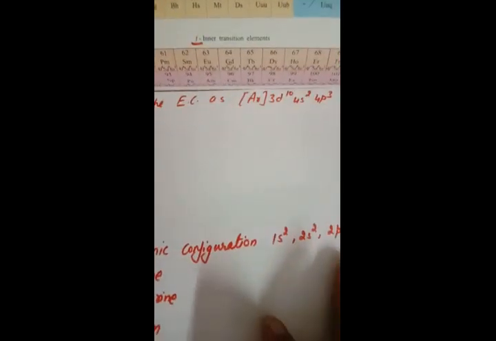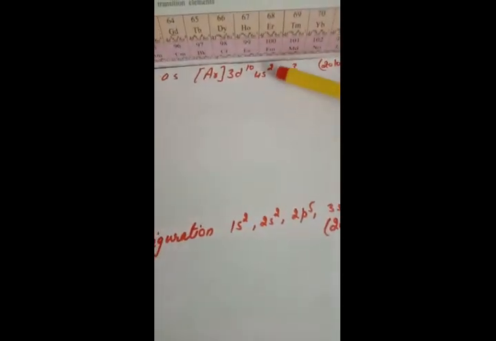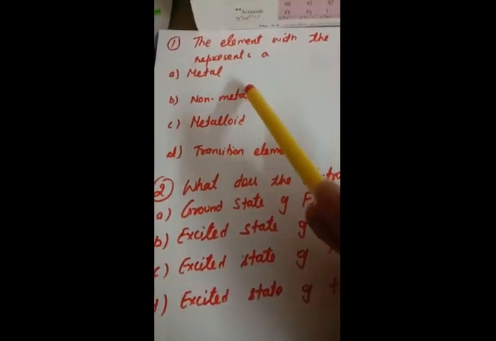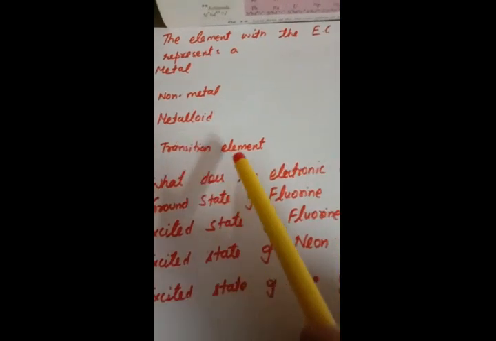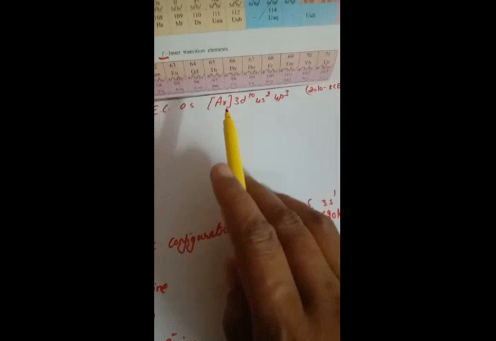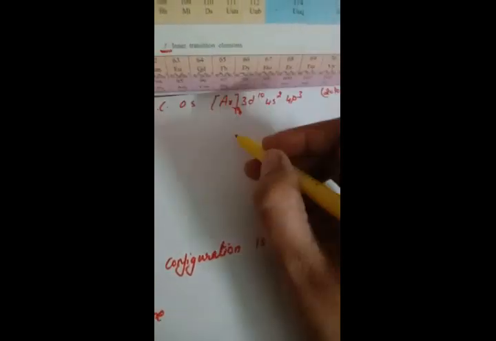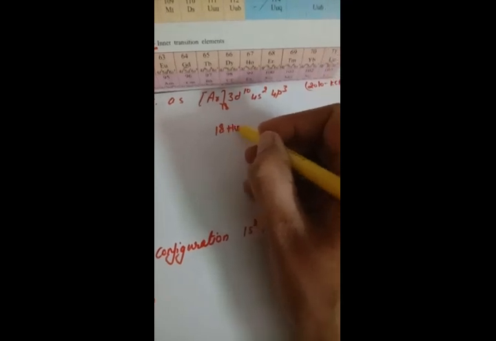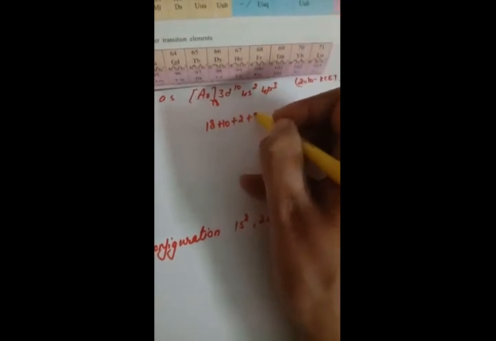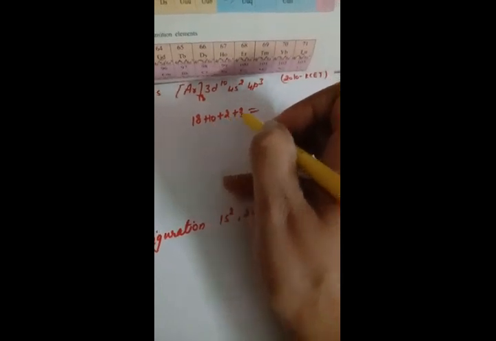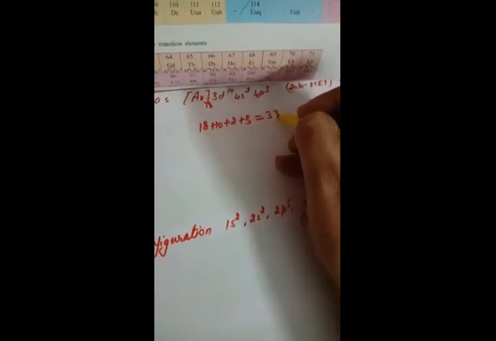The element with electronic configuration argon 3d10 4s2 4p3 represents either a metal, a non-metal, a metalloid, or a transition element. Now you can see here, you can count the number of electrons. Argon is 18. So 18 plus 10 plus 2 plus 3. It becomes 18 plus 10, 28, plus 2, 30, plus 3, 33.